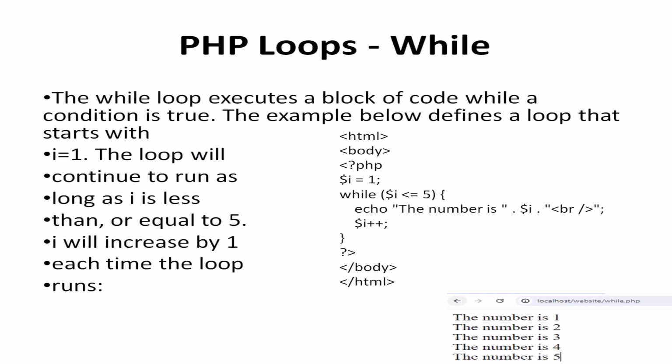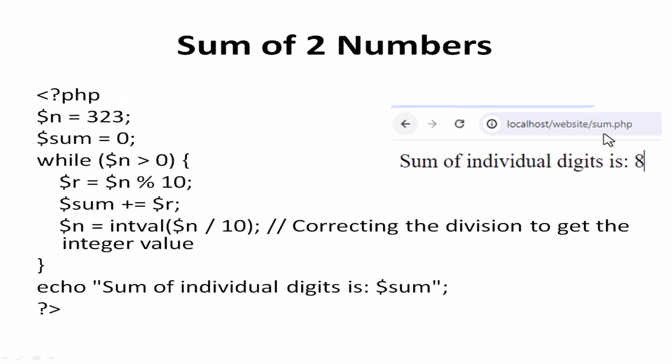Next, the sum of digits. Basically we are going to add all the digits of a number, for example 33, 44, 55, and so on. So let us see the logic.